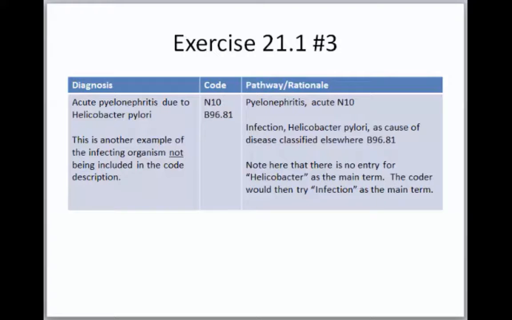But you can remember that when you're coding that additional code, when you have an infection, no matter which body system you're talking about, it's in the B95 through B97 category. So if you're finding a code that, say, is an A code, you know that's not right, because it needs to be in that B95 through B97 category to be cause of an infection classified elsewhere.